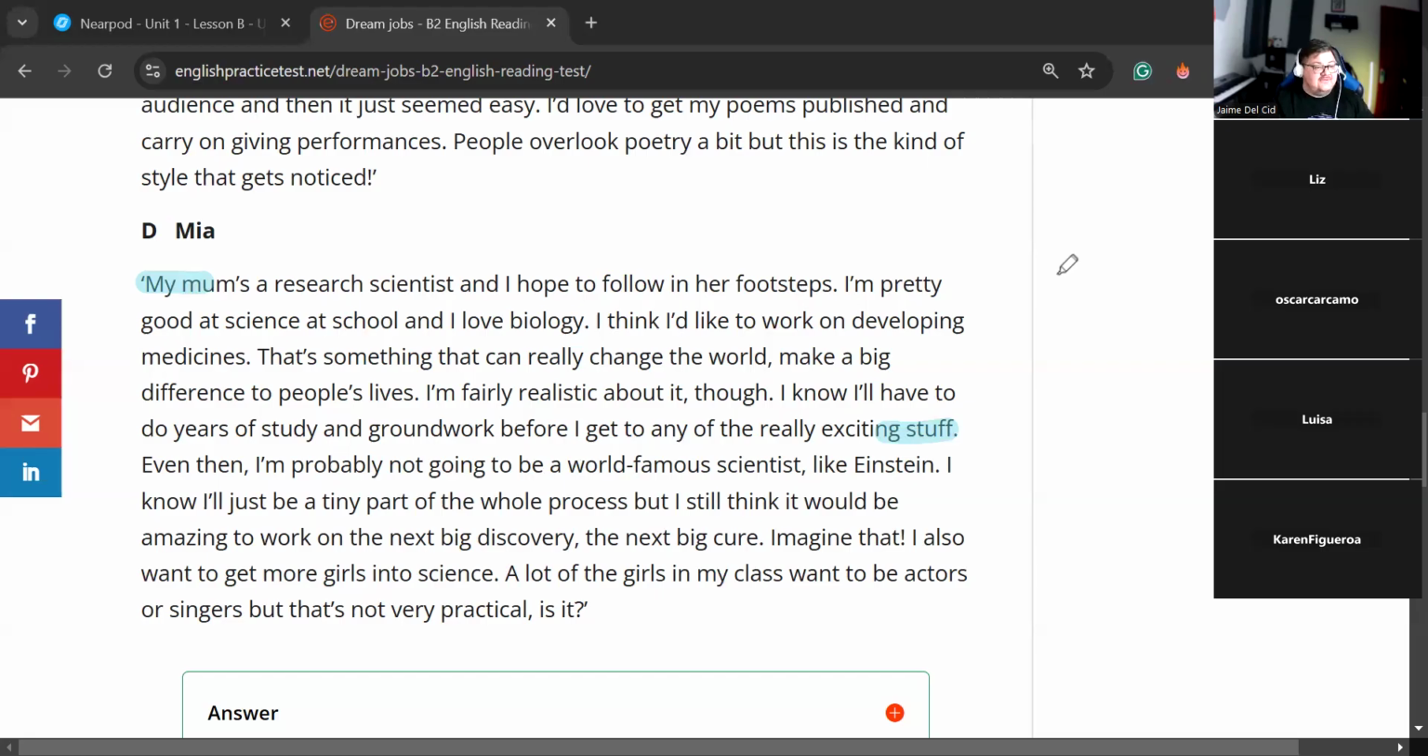Very good. And we finish that saying, even then, I'm probably not going to be a world famous scientist like Einstein. I know I'll just be a tiny part of the whole process, but I still think it would be amazing to work on the next big discovery, the next big cure. Imagine that. I also want to get more girls into science. A lot of the girls in my class want to be actors or singers, but that's not very practical, is it? And we finish the story of Mia.